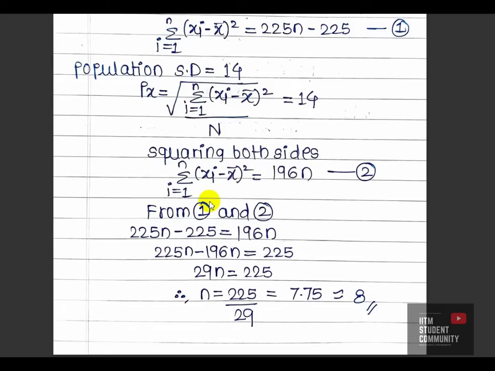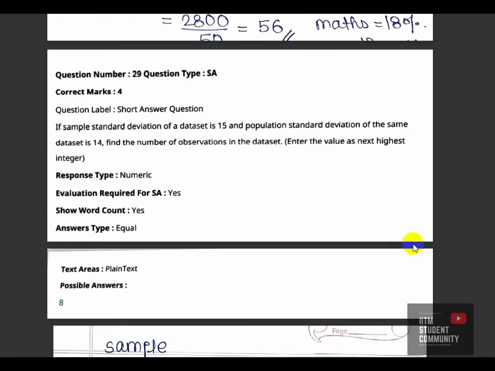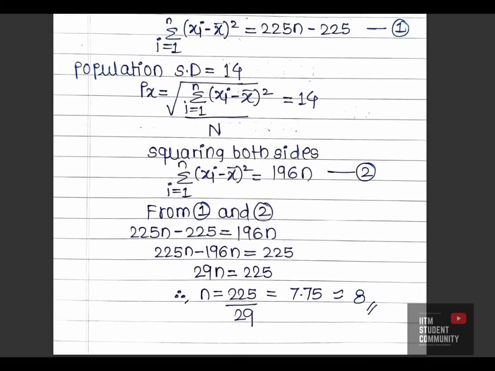Then from solving two equations simultaneously, we equate LHS and RHS. We get n value to be 7.75, but as they have mentioned in the question, enter the value as next highest integer. We round it off to 8.